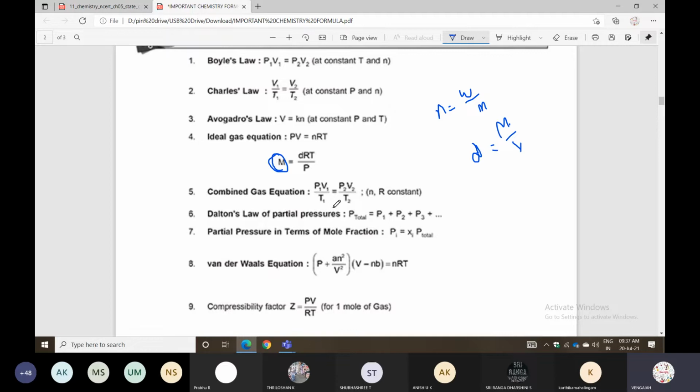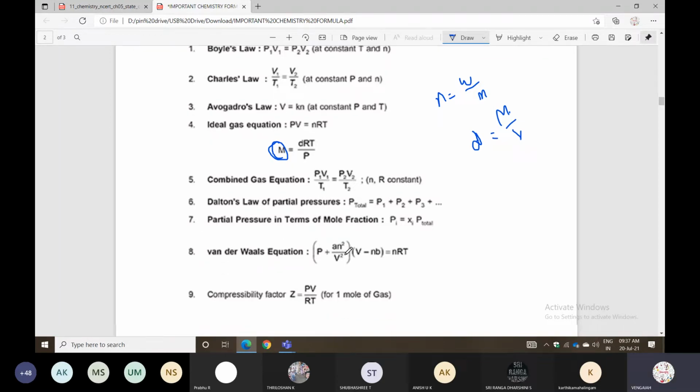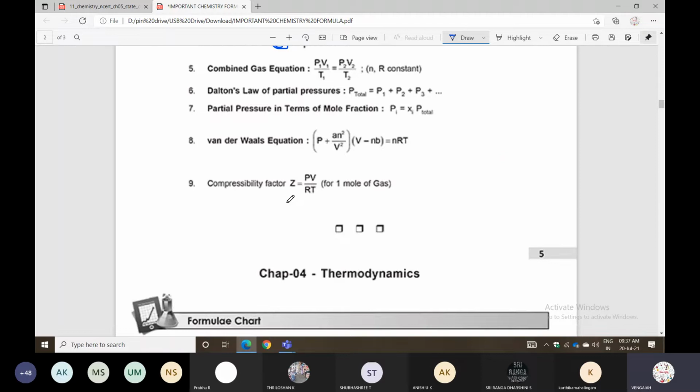Next one, you know already very well, the Van der Waals equation: P plus a n square by V square, into V minus nb, equal to nRT. Next one is the compressibility factor: Z equal to PV by RT, for 1 mole of gas. Z equal to 1 means it obeys the ideal gas. Z not equal to 1 means real gases, nothing but non-ideal gases.